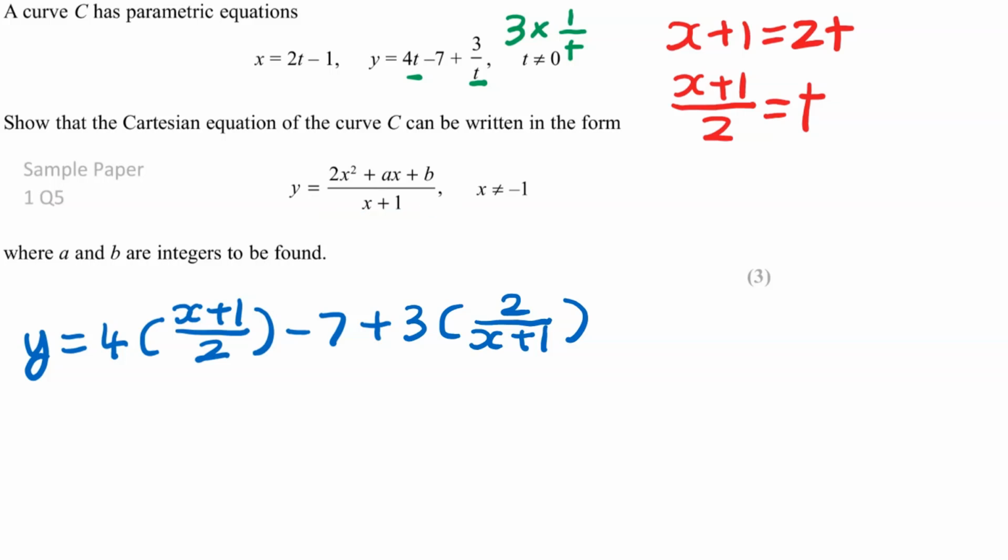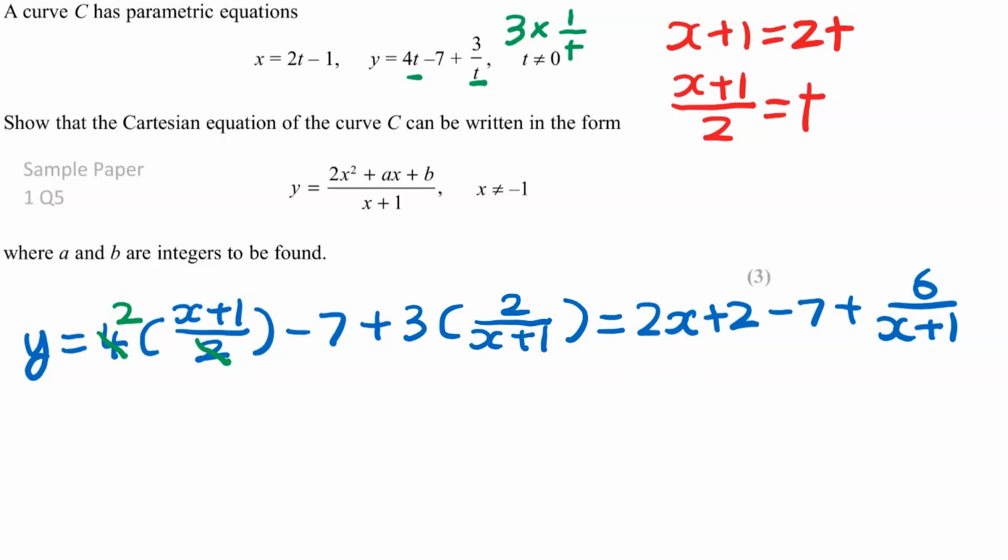So firstly, let's expand the bracket. We've got 4 multiplied by this here. So this 2 denominator will cancel out with this 4 to leave us with a 2 at the front. So it's going to be 2 times x plus 1, which is 2x plus 2. Then we've got the minus 7, and then we've got plus 3 times this. So 3 times 2 is 6, so it's going to be 6 over x plus 1, and then plus 2 minus 7 is equal to minus 5. So we have y is equal to 2x minus 5 plus 6 over x plus 1.